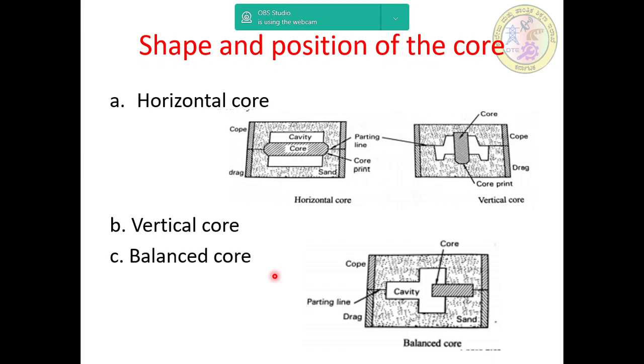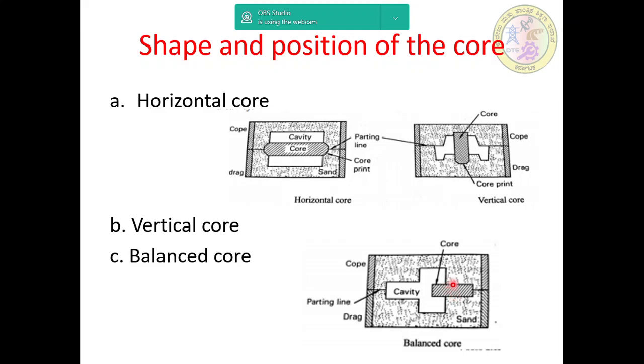Next we'll go for the balanced core. In this balanced core, the figure shows the balanced core. Here a balanced core is one that is supported from one end only. This is the mold cavity, and then you have to place this core at any one end, either right side or left side, and such cores are used when the cavity required is only to a certain depth.